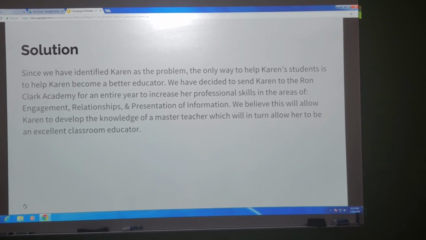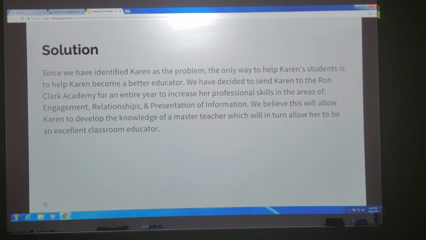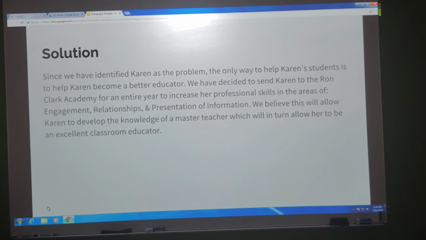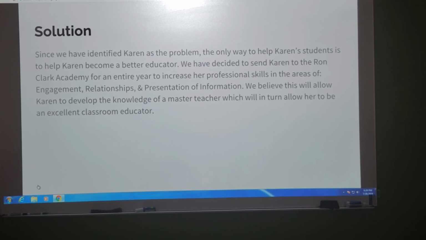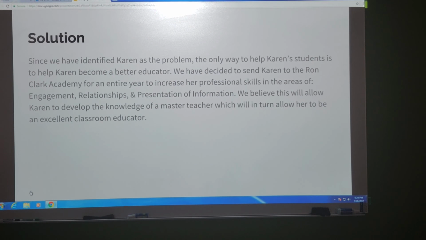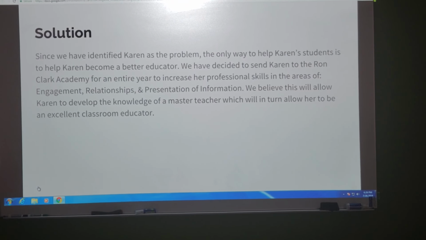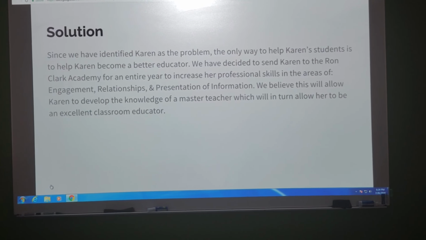Through implementing differentiated instruction in all three content areas in order to be effective during instruction, it's important for her students to have success in their educational career. We do this by changing her mindset.